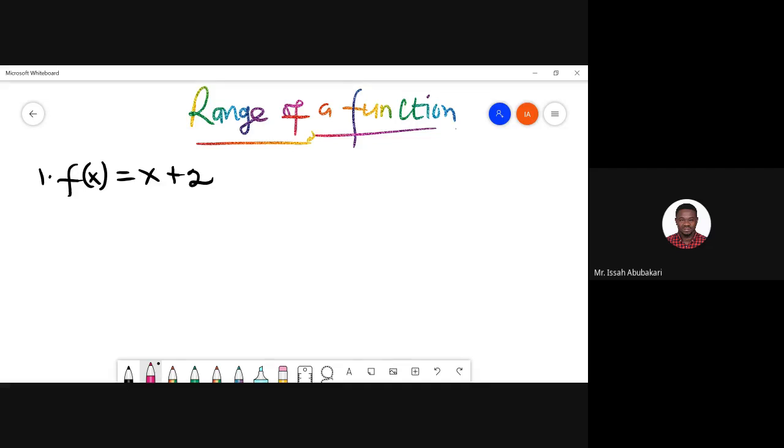Okay, let's solve for the range of this function. So we are going to equate f of x. Let f of x be equal to y. And if f of x is equal to y, the equation is going to be y is equal to x plus 2. What this simply means is that any value that we substitute in place of x, you are going to get a different value of y.